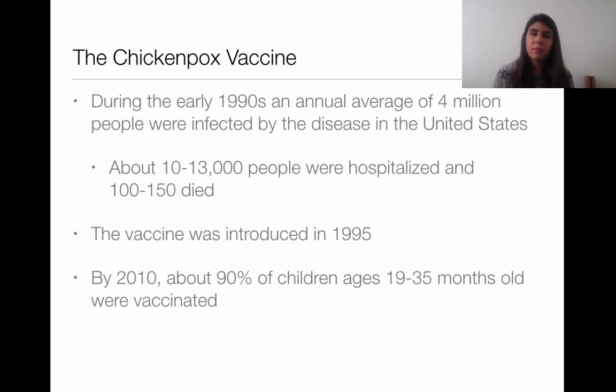Now, before 1995, usually an average of 4 million people got this disease every year in the United States. And this caused around 10 to 13,000 people to go into the hospital, and also roughly 100 to 150 people died every year because of this disease. And this vaccine has made a huge impact in preventing this disease. So by 2010, roughly 90% of all children have had this vaccine and are now currently protected from this disease.